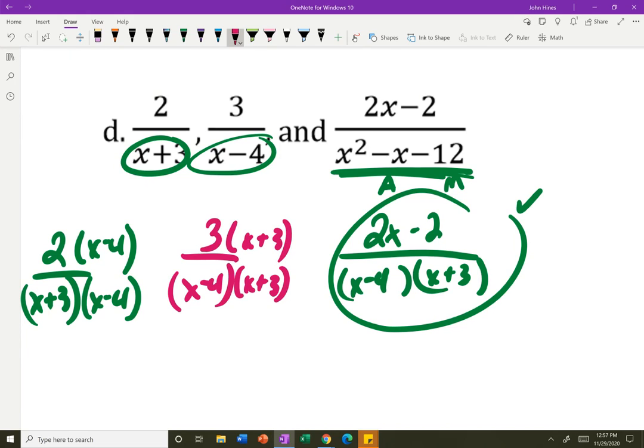And that's that. We're going to be doing this all week, getting common denominators. If you put a factor in the denominator, you also have to put that factor in the numerator. And that's it, folks. I'll see you in the next lesson.